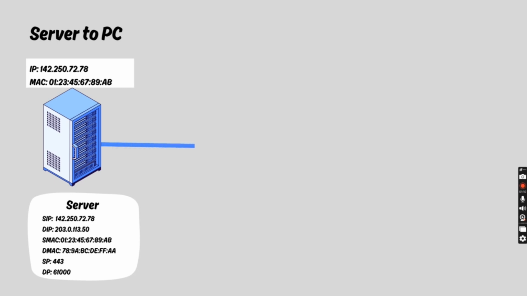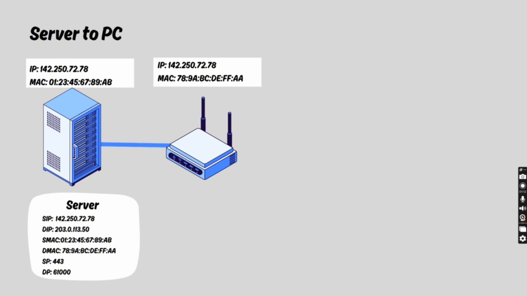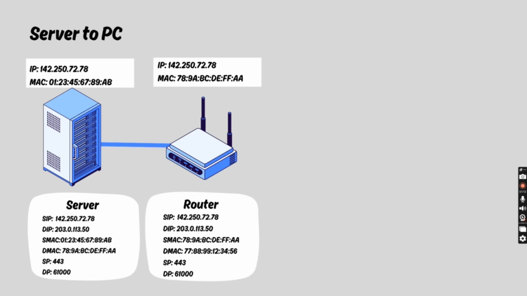As the packet reaches router 2, it is forwarded without modifying the IP addresses. The source IP remains 142.250.72.78, and the destination IP remains 203.0.113.50. However, since layer 2 communication requires a MAC address update at each hop, router 2 replaces the source MAC with its own, which is 789ABCDEFFAA, and updates the destination MAC to router 1's MAC address, which is 778899123456, before forwarding the packet.